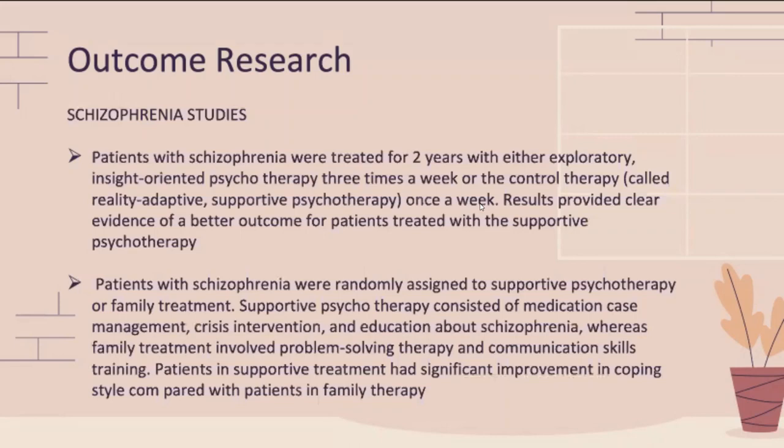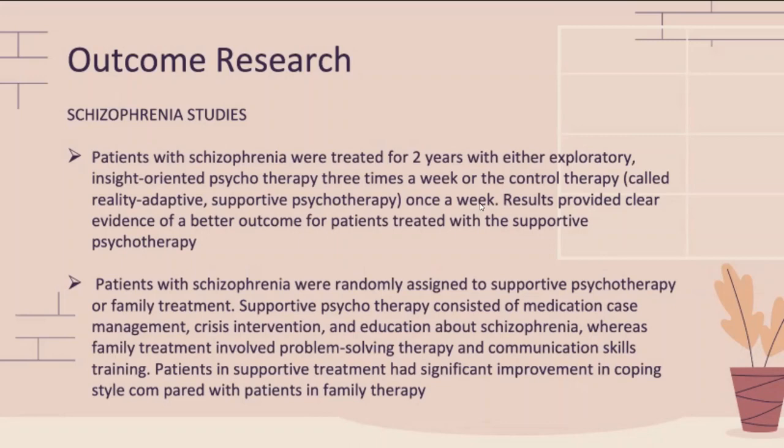And then a study wherein they used supportive psychotherapy in patients with schizophrenia. Patients with schizophrenia were treated for 2 years with either exploratory insight-oriented psychotherapy 3 times a week or the control therapy called reality adaptive supportive psychotherapy once a week. Results provided clear evidence of a better outcome for patients treated with supportive psychotherapy.